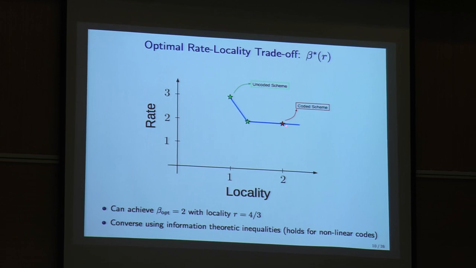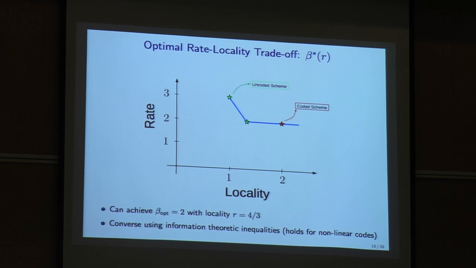And this scheme achieves rate 2 with locality 2, but as Dr. Rajesh mentioned, you can do some time sharing and bring it closer to the origin. In fact, you can achieve rate 2 with locality just 4/3. So we'll look at it sometime later. Okay.